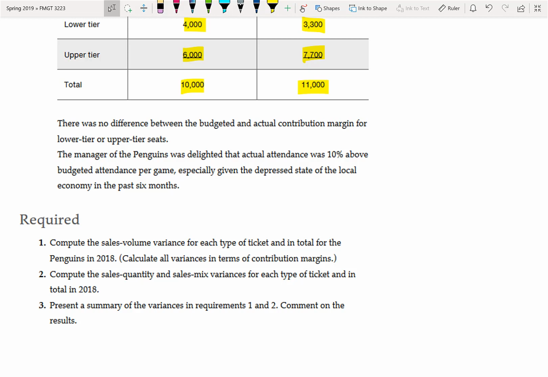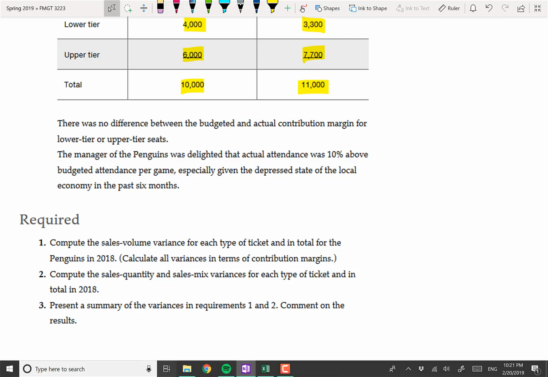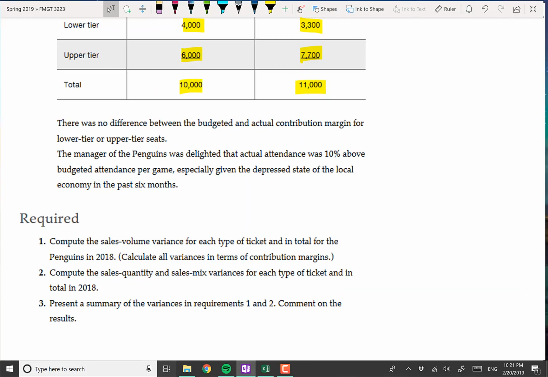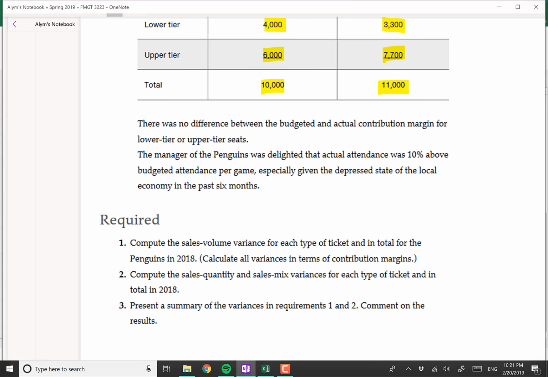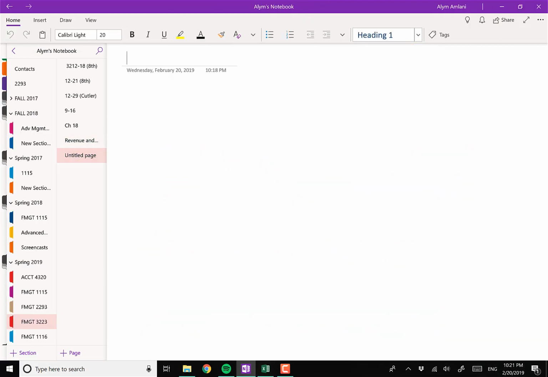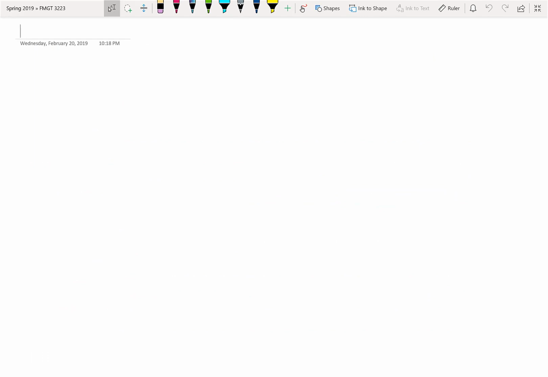Okay, so to do this, let me get some blank paper here. One quick second. Okay, so we've got ourselves some blank paper, we've got ourselves a pen, and we aren't going to do this for all of the tickets, but let's certainly walk through the lower bowl or the lower tier tickets first, and then we'll take it from there. So here's our lower tier.